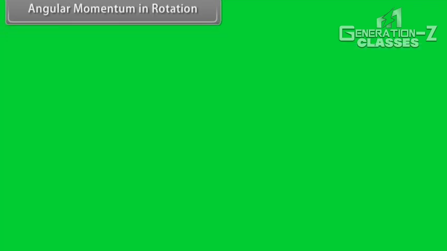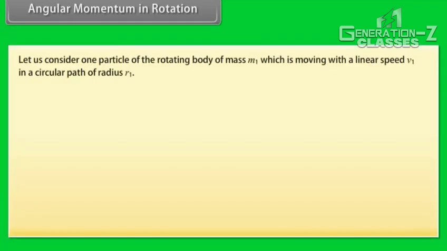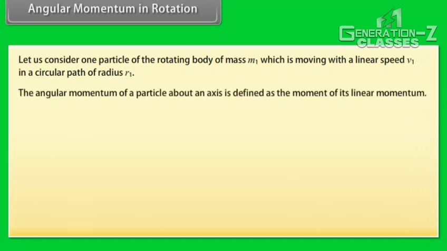Angular momentum in rotation. Let us consider one particle of the rotating body of mass m1, which is moving with a linear speed v1 in a circular path of radius r1. The angular momentum of a particle about an axis is defined as the moment of its linear momentum. Hence, angular momentum of particle P1 is given by L1 = m1 r1² ω.